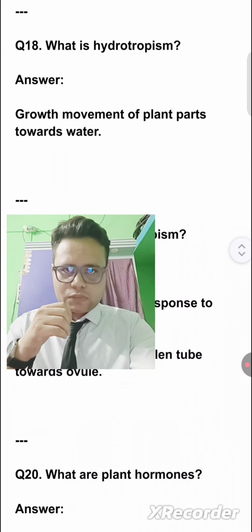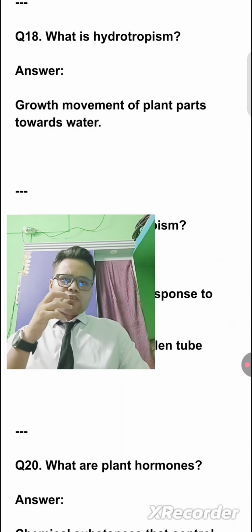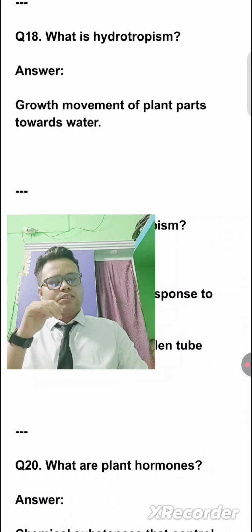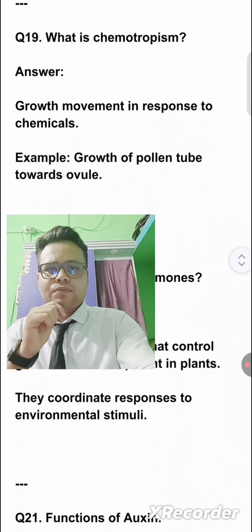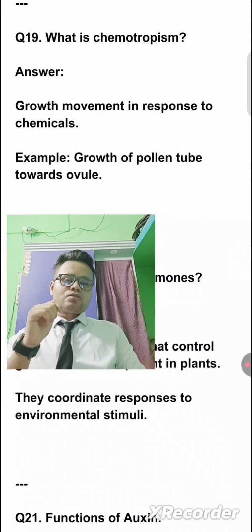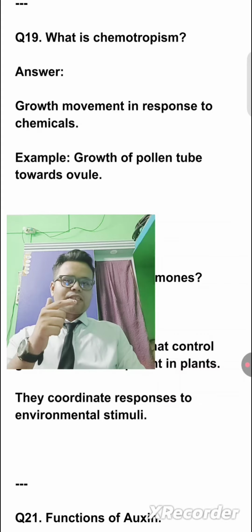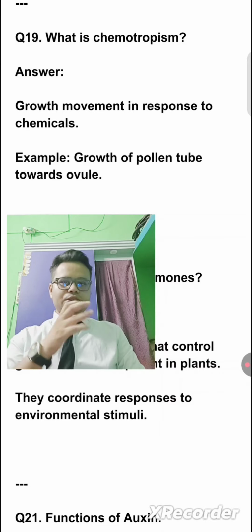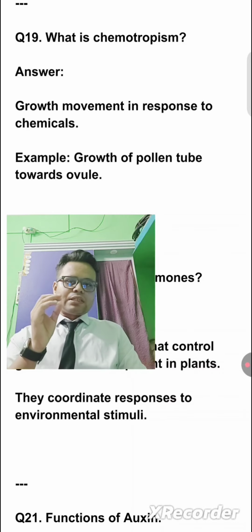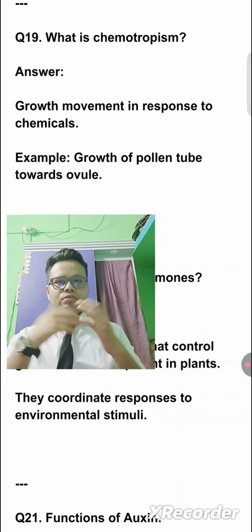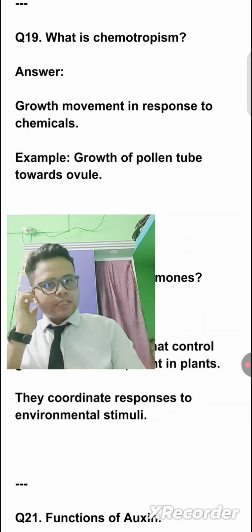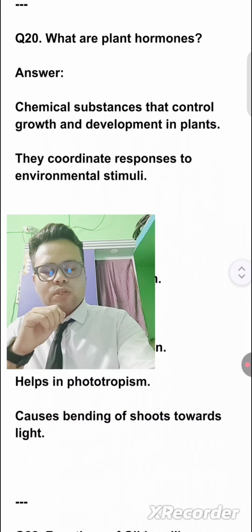And what is hydrotropism? Growth movement of plant parts towards water is known as hydrotropism. Okay, next, what is chemotropism? Growth movement in response to chemicals is known as chemotropism. The example is very clear, class: growth of the pollen tube towards the ovule comes under chemotropism.